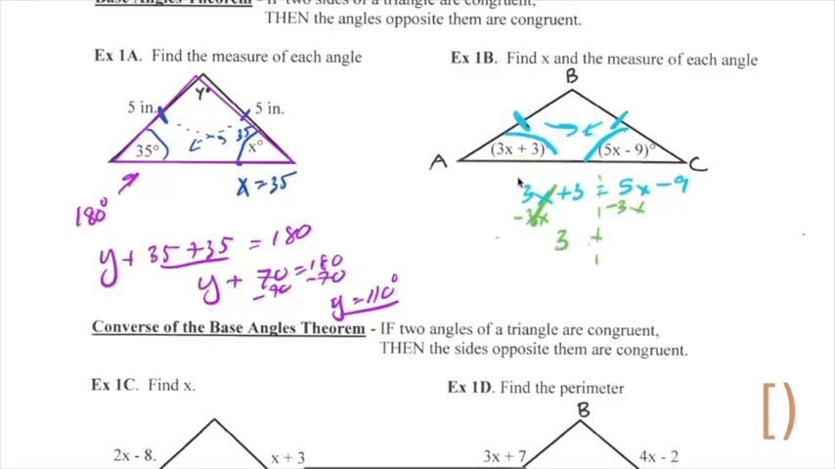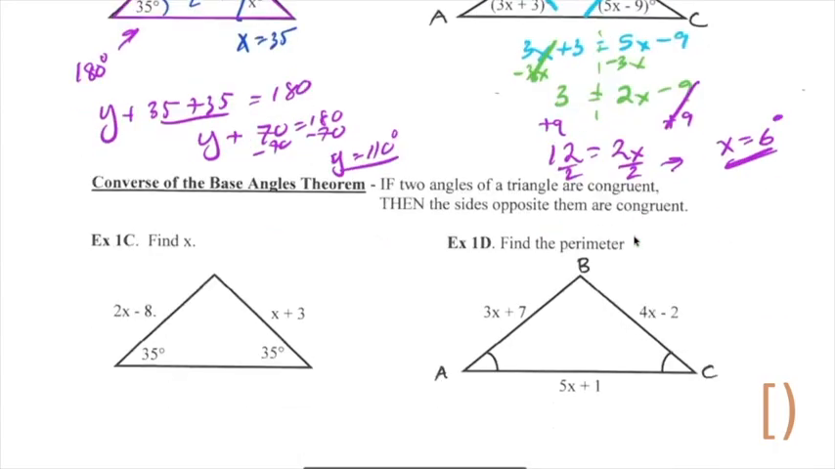We get 3 is equal to 5 minus 3, which is 2x minus 9. And then what we want to do now is get rid of that negative 9. We want to isolate the x here. Let's add 9 to both sides. These cancel out. And we get 12 is equal to 2x. Then we just divide both sides by 2. And we get x equals 3. So there you go.